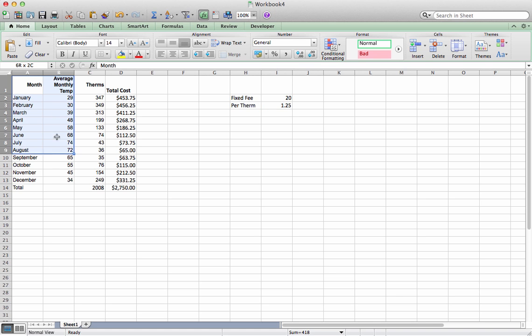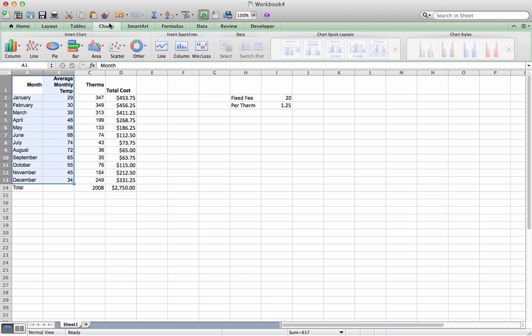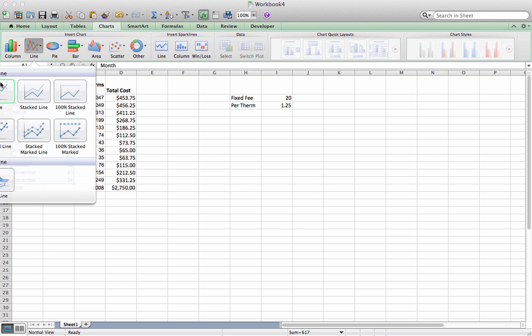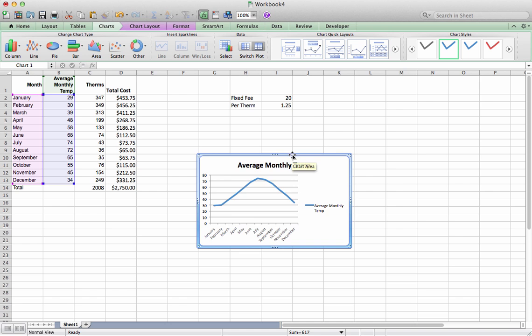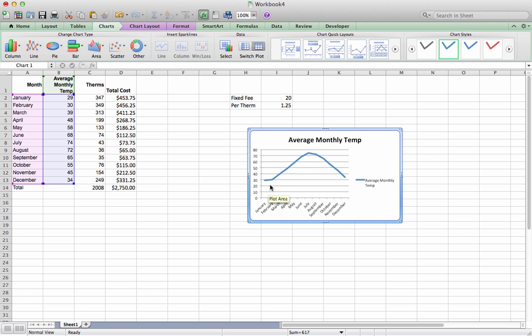So we're going to make a graph. We select these cells here. We've selected month and average monthly temperature, and in this case we're going to use a line graph, because that makes sense, because we can see what happens over time. Not surprisingly, we see the average temperature increasing until it peaks in the summer, and then it hits its low points at the end of the year in December, and then January and February.